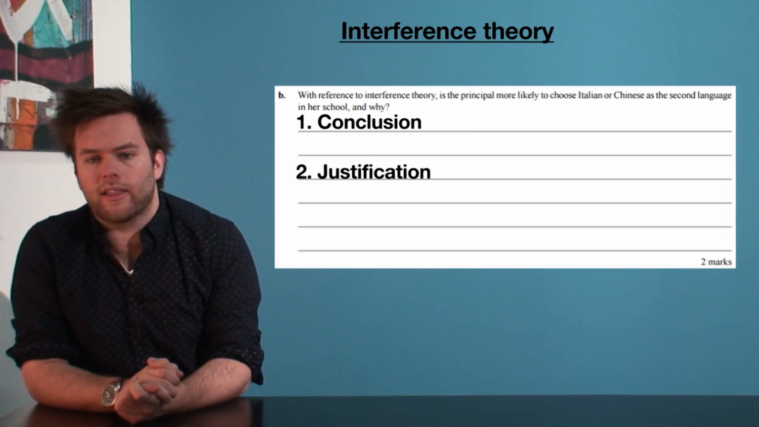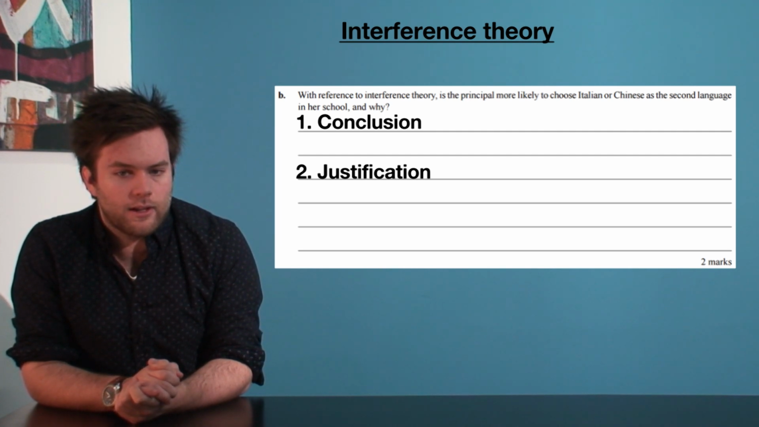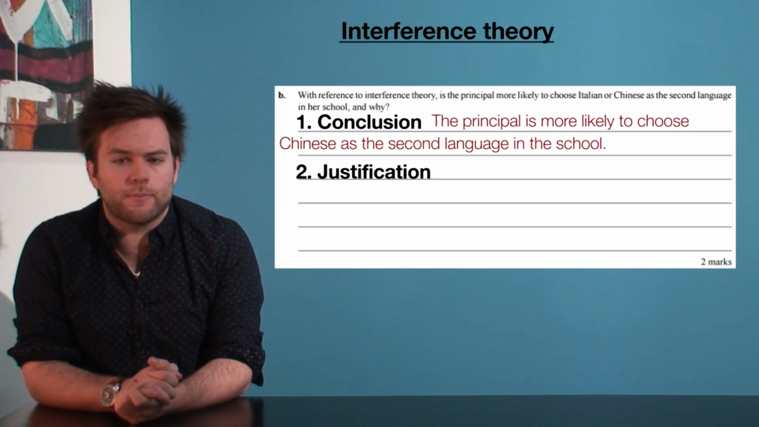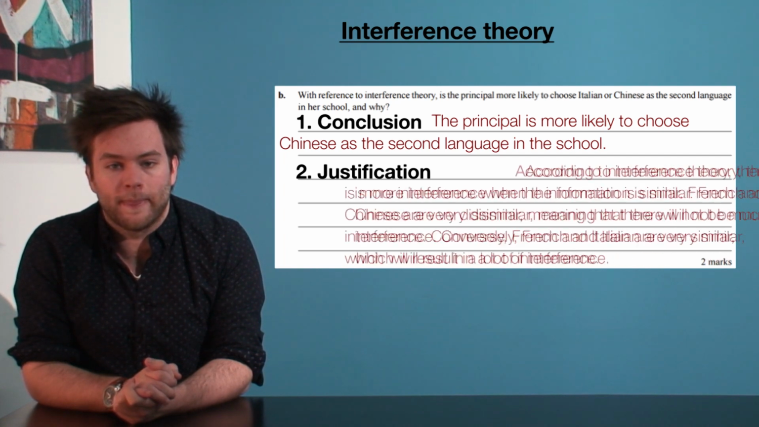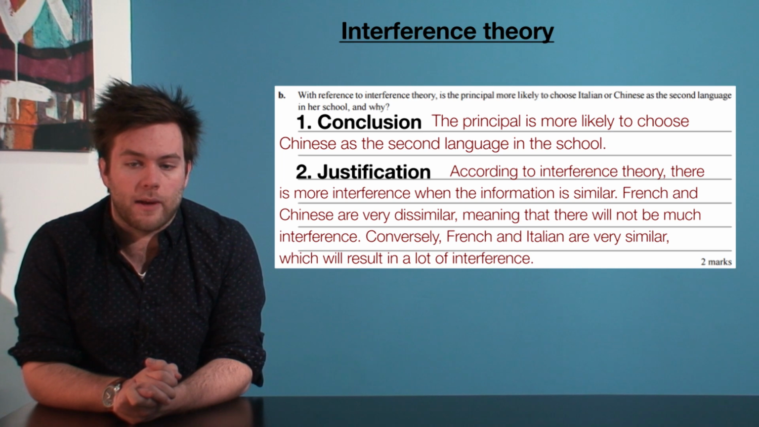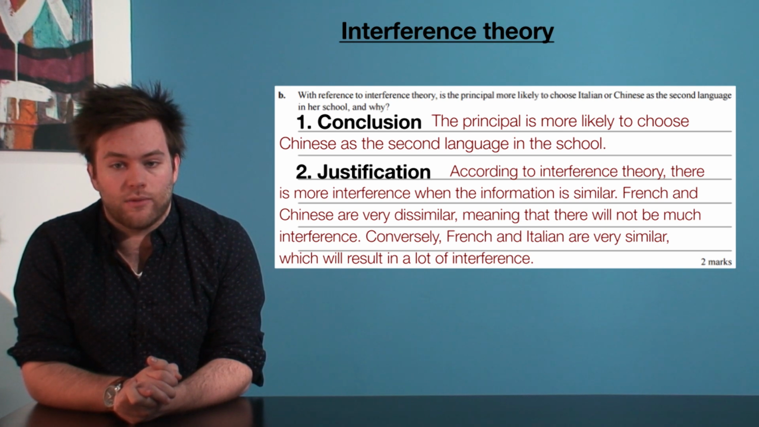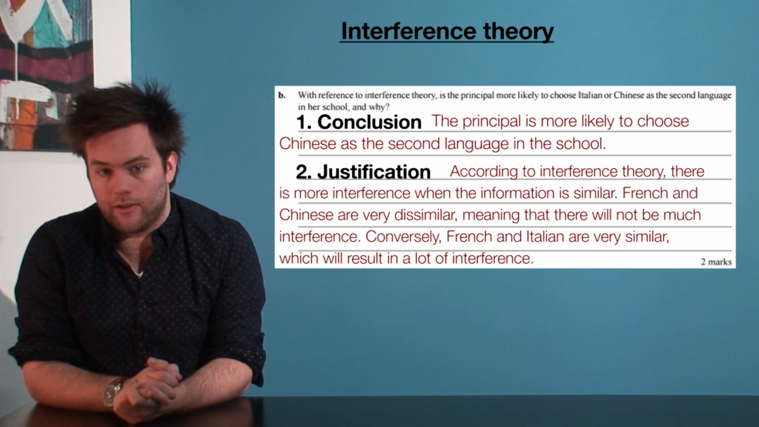Now, remembering that the interference theory is more pronounced when the information is similar, we could say this. The principal is more likely to choose Chinese as the second language in the school. According to interference theory, there is more interference when the information is similar. French and Chinese are very dissimilar, meaning that there would not be much interference. Conversely, French and Italian are very similar, which will result in a lot of interference.